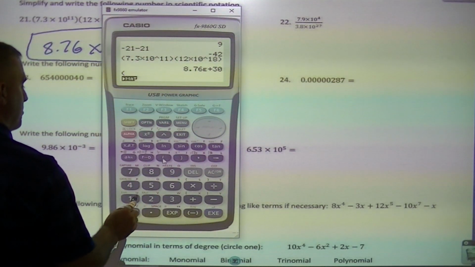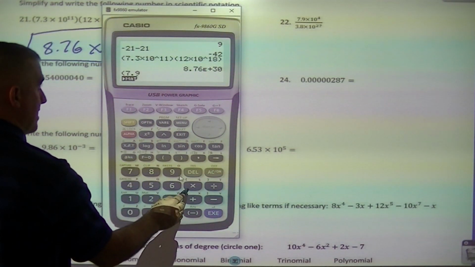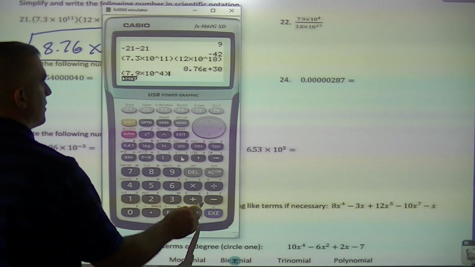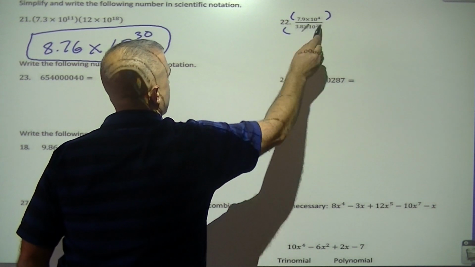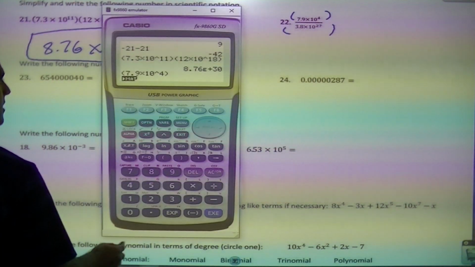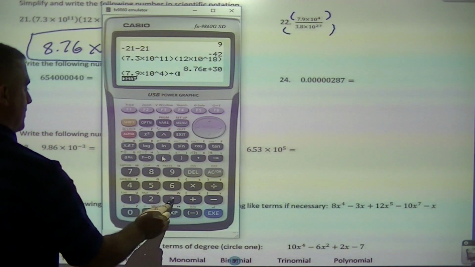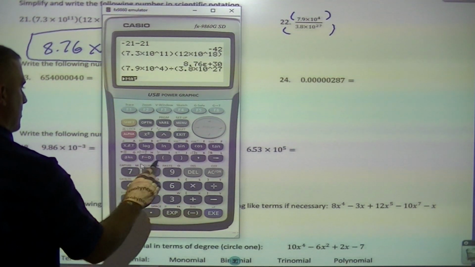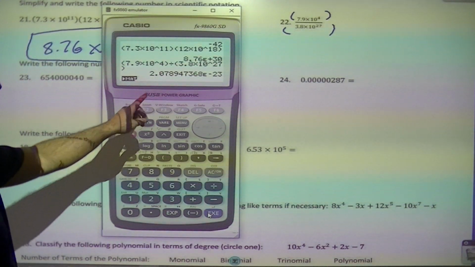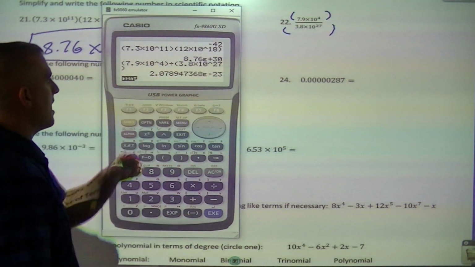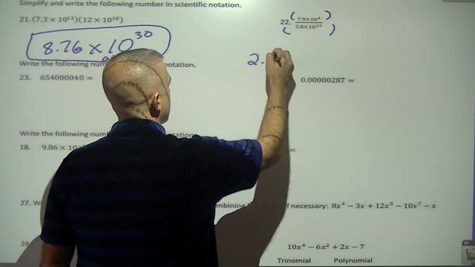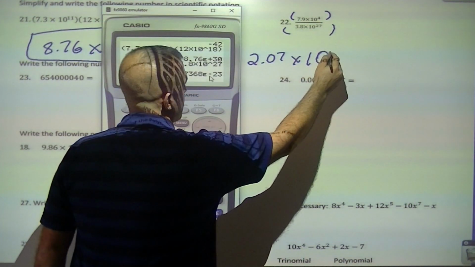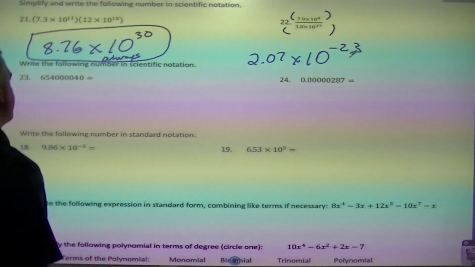Okay? What you're going to want to do is put this in parentheses up top. 7.9 times 10 to the 4th power. Close your parentheses. So I want to do parenthesis here, okay? Divided by parentheses 3.8 times 10 to the 27th, okay? Now, once again, I got 2.07. That E prompts me to do to the 10th power, and that -23 means my exponent is -23, okay?